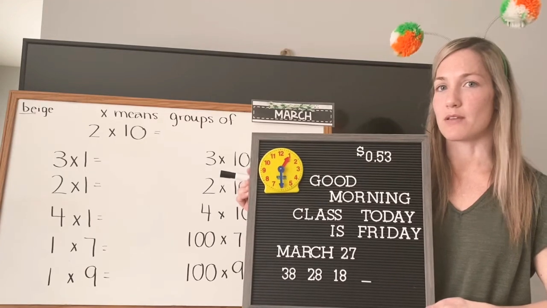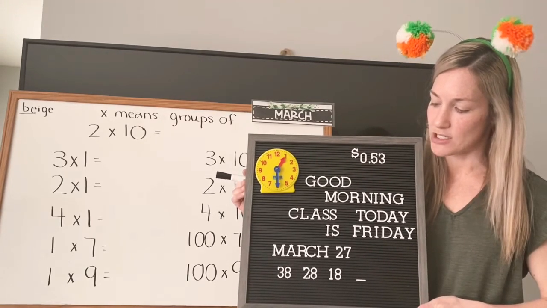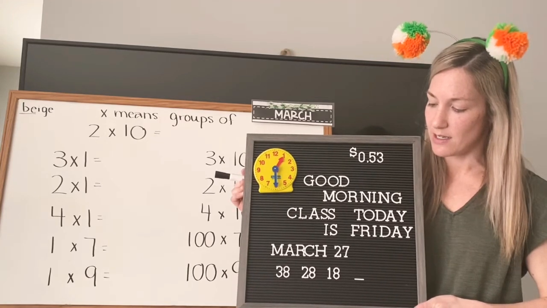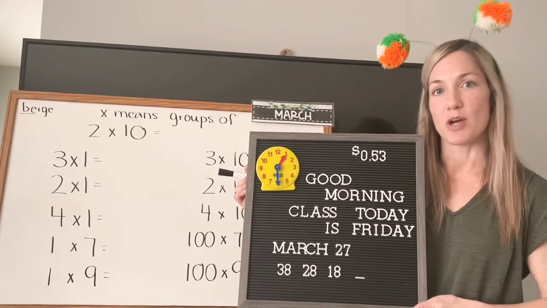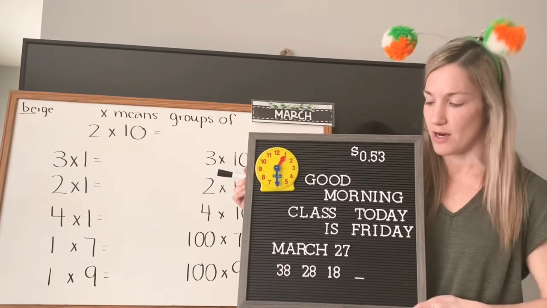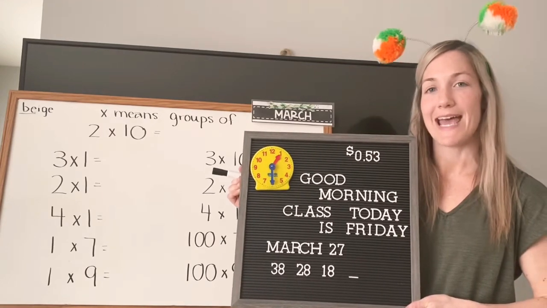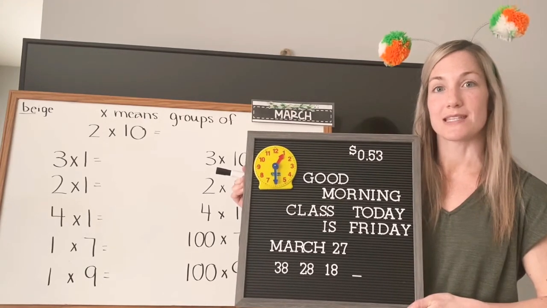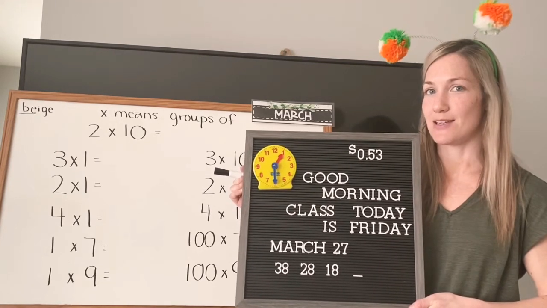Now, what number are the numbers counting down by? 38, then I jump to 28, then I jump to 18. If it's helpful, you can jump with your finger on your hundreds chart. The numbers are counting down by 10 each time. What is the last number in the pattern? If you said 8, you would be right.